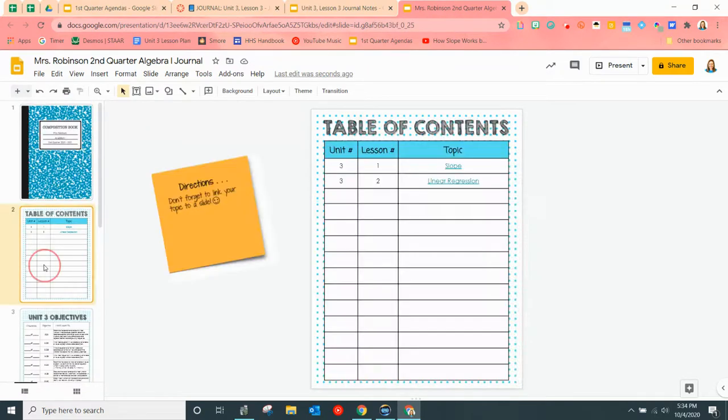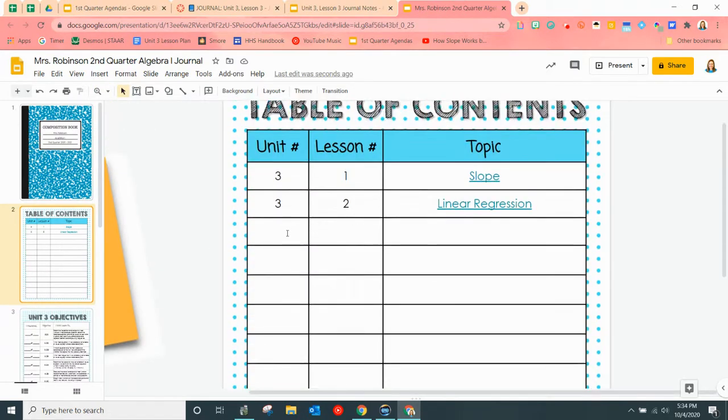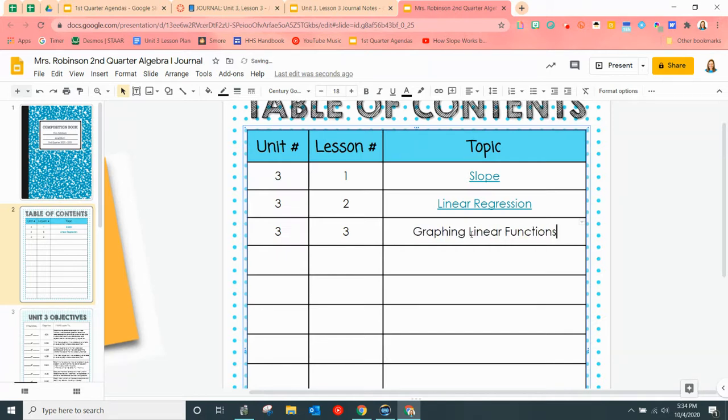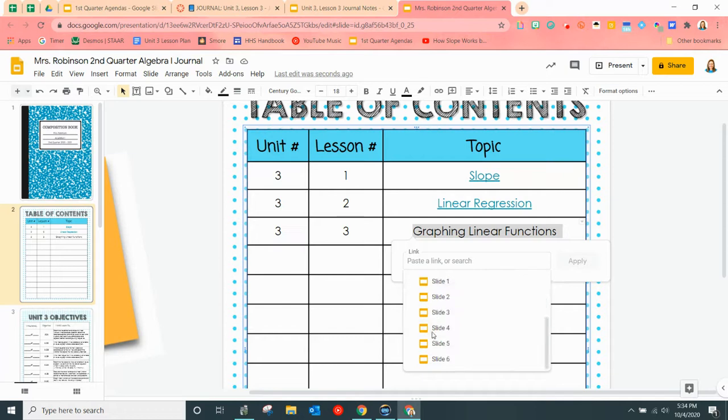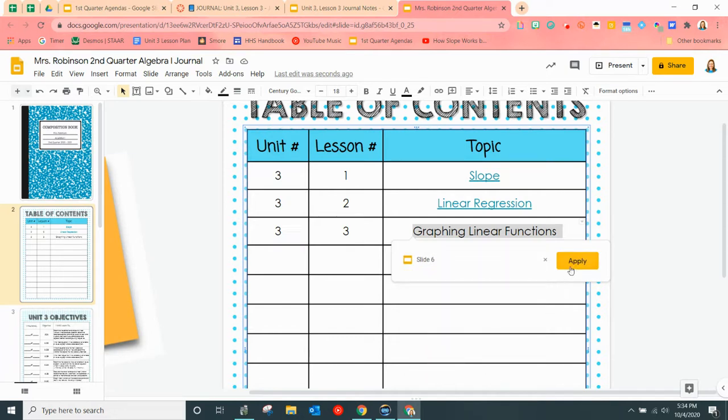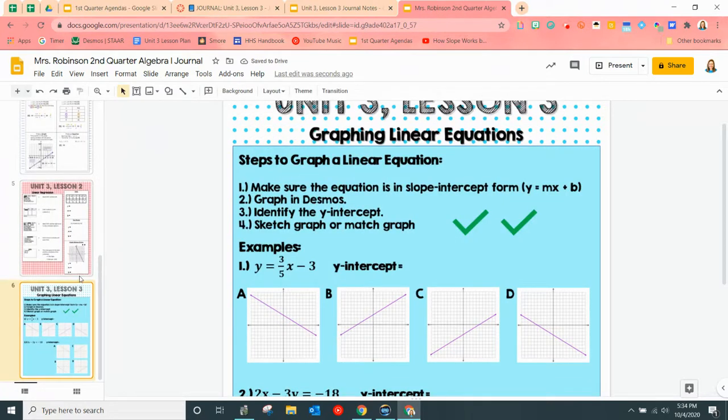So let's fill in our table of contents. I'm going to zoom in so y'all can see better. So this is Unit 3. Whoops, didn't click over here. Lesson 3. And this one is graphing linear functions. These lines are functions for sure. So we're going to insert our link slides in this presentation, and it should be slide 6. Apply. Okay, so now I can just click there. It'll take me to our slide for today.